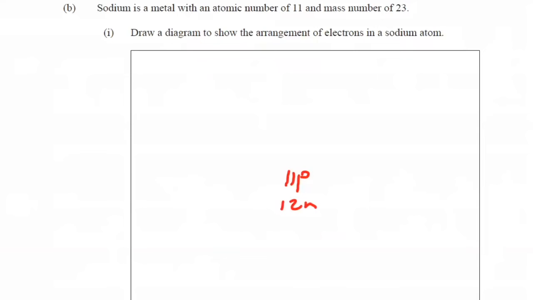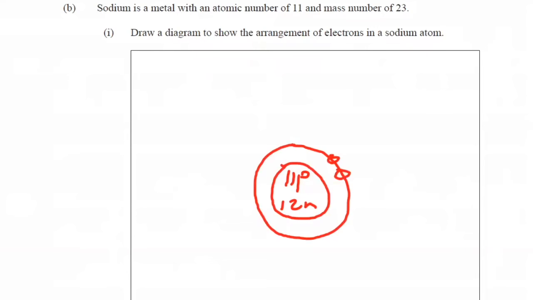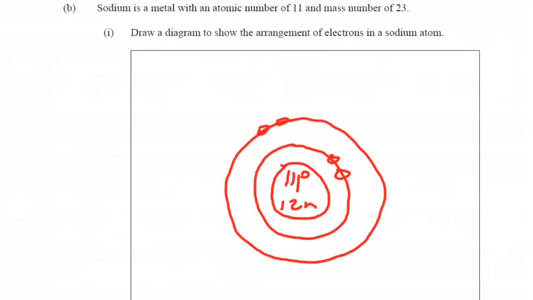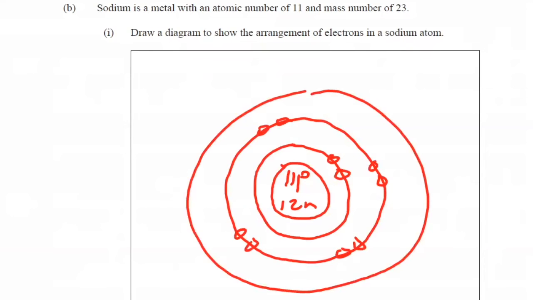Then normally put a little circle to show that that's the nucleus. And we're going to be putting our 11 electrons. 2 on the first shell, 8 on the second shell, 8 plus 2, 10. The 11th one on the third shell, 2, 8, 1.